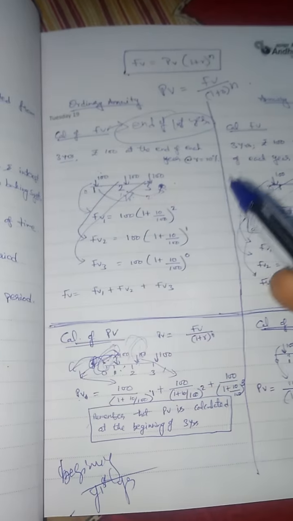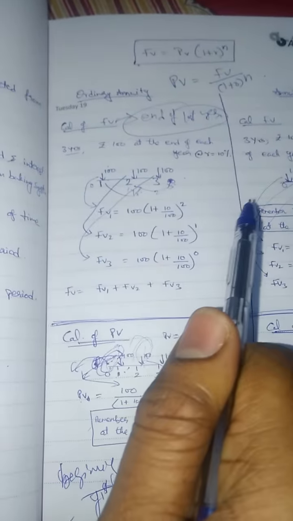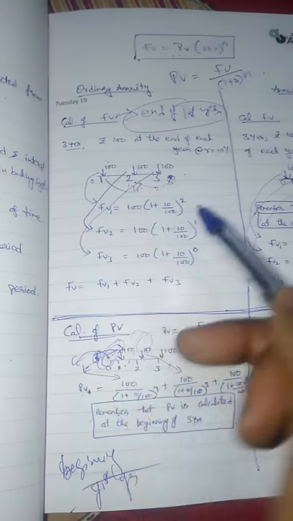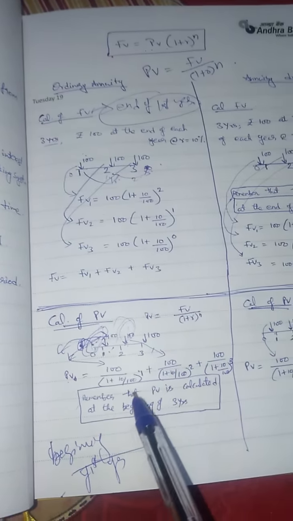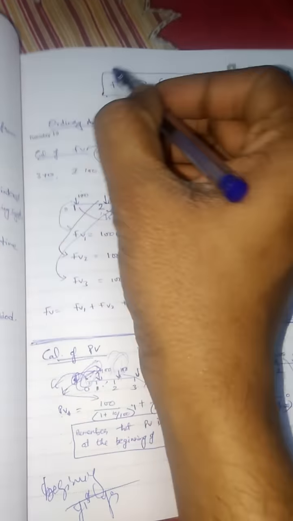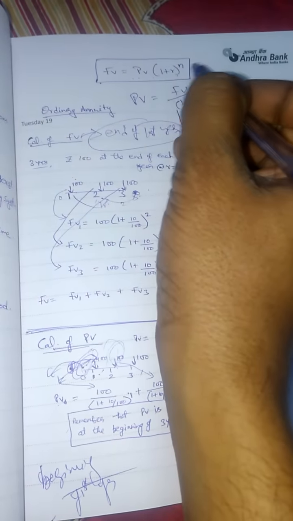So whenever the given is an ordinary annuity, that is, payment is being received at the end of the period, then my future value will be 210 and present value will be 123, and so on. So always the simple formula: future value is equal to present value into (1 plus r) whole power n.